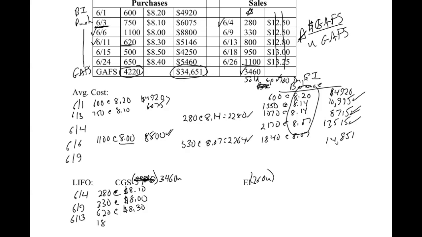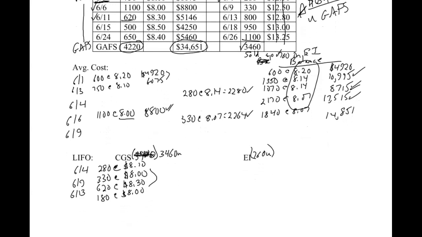So we get the 180 at $8. All right, so notice these two $8 purchases. So we had 330, and we sold another 180, but that's still, what's that, 510. So we still have a lot more of those that we could still sell. Okay, so let me scroll down just a little bit here. So that was the June 13th.